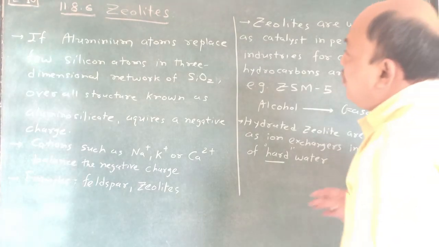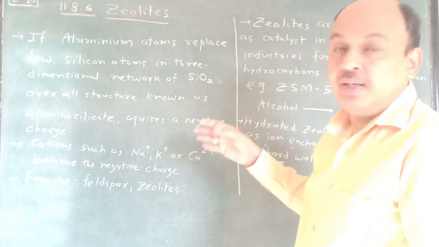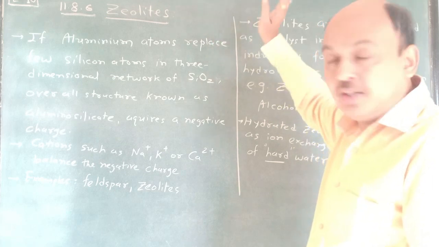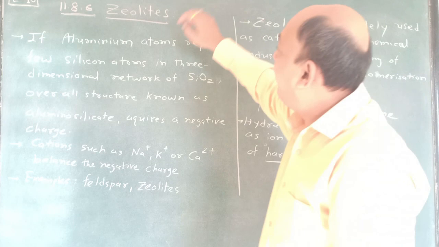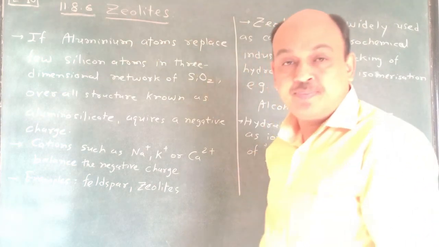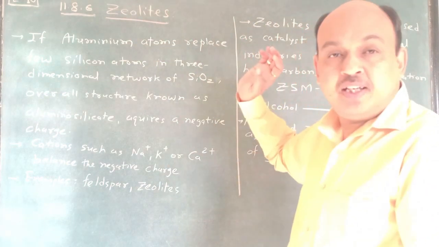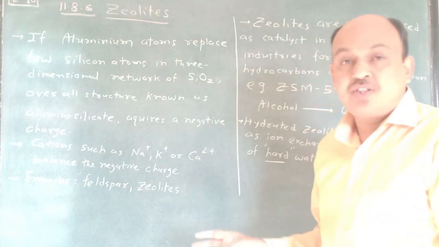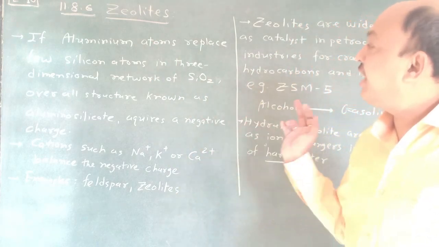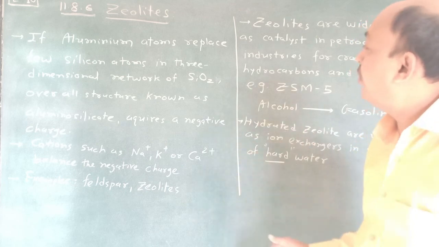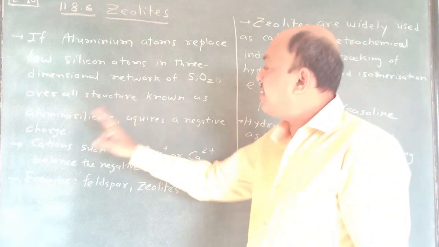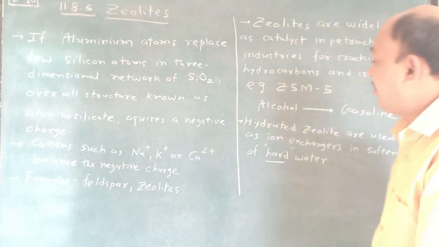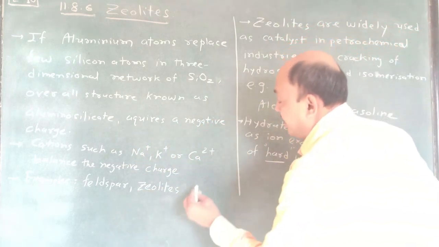Here, the last topic of this chapter, in particular group 14, and a particularly important compound of silicon is zeolite. This is what you are familiar with from chapter number 9. If aluminium atoms replace a few silicon atoms in the three-dimensional network of SiO2, the structure, known as aluminosilicate, acquires a negative charge. That means you already learned that particular structure.